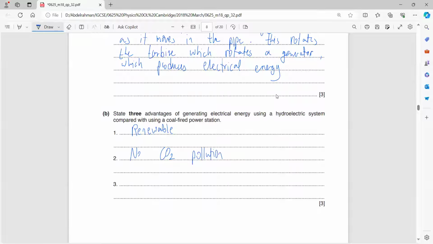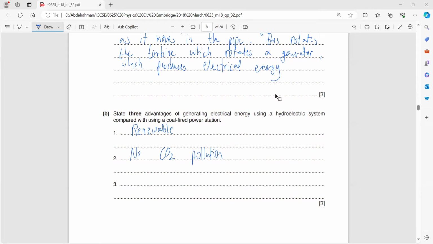You cannot say that it is reliable compared with coal. Actually, coal is more reliable than the hydroelectric power station. Can I say that it doesn't need humans because it's a hydroelectric system? No, it does need humans.